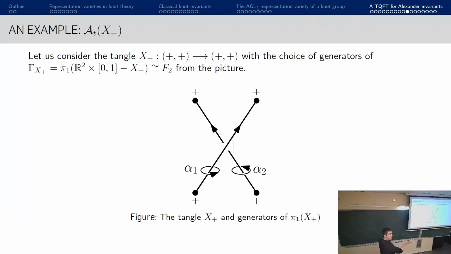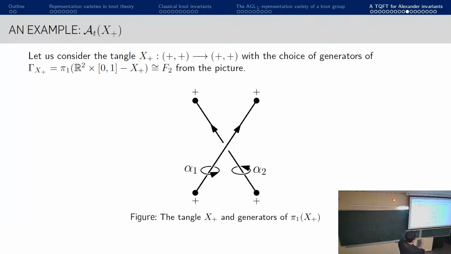Why do you take R2 times [0,1]? Because anytime that I say the fundamental group of the tangle, I'm thinking of the tangle sitting inside R2 times the interval. The tangle sitting on a cylinder, and the fundamental group is the fundamental group of the complement. And you take the points in the border of the cylinder.